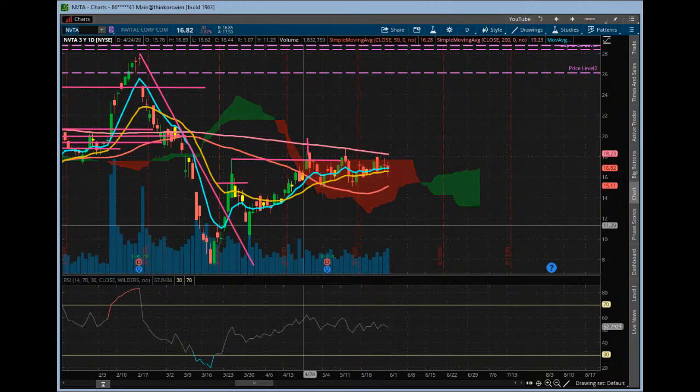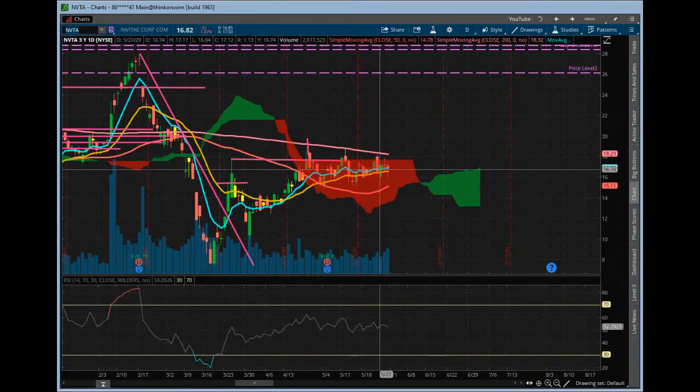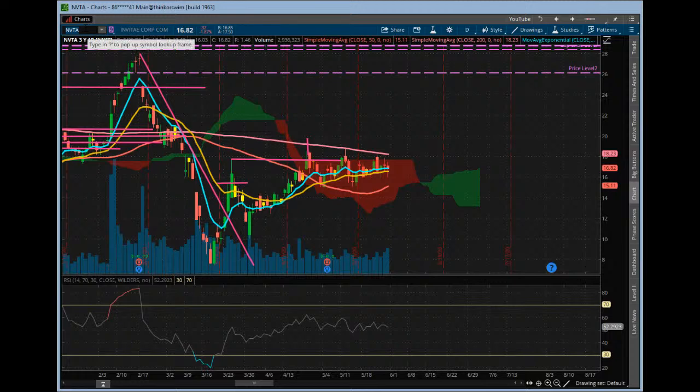Really, really range bound right here for NVTA. So just keep an eye on that one and see if we can get a breakout candle, hopefully over the 200-day moving average if you're bullish on it.